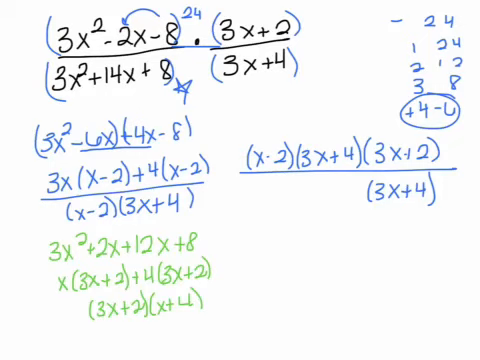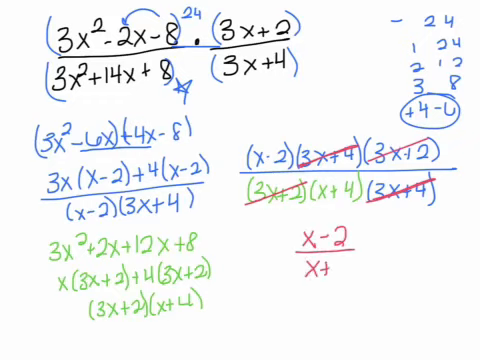When I factored the bottom, I did it in green, and I got 3x plus 2, x plus 4. So from here, I'm going to cancel anything on the top with anything on the bottom. I'm going to cancel this 3x plus 4 with this 3x plus 4, 3x plus 2 with 3x plus 2, and my final answer is x minus 2 over x plus 4.